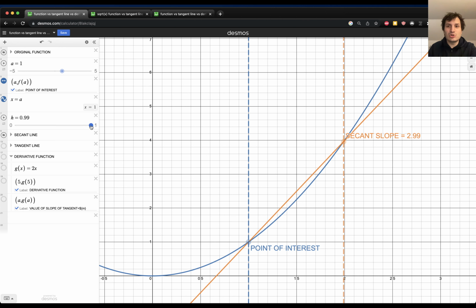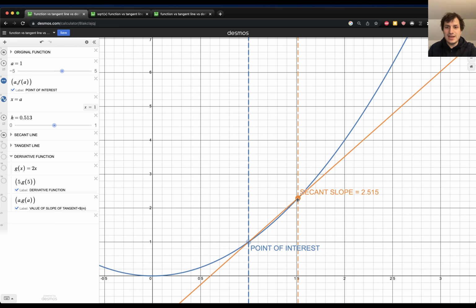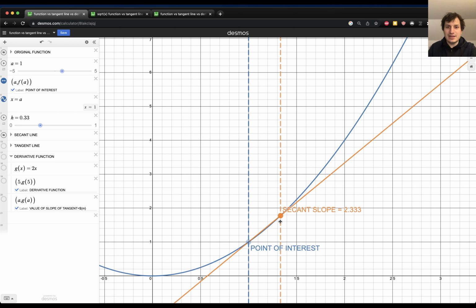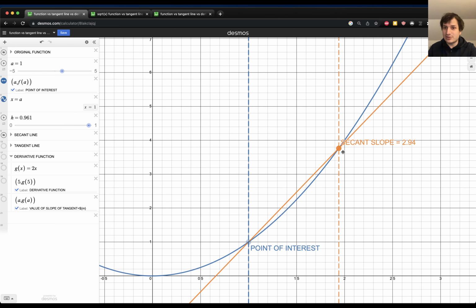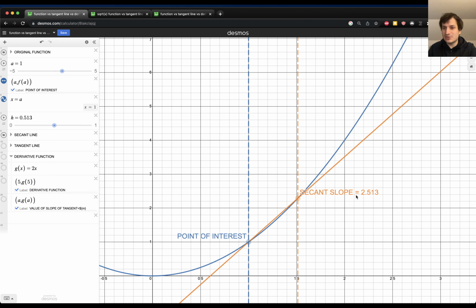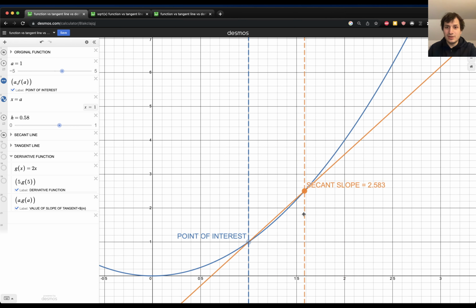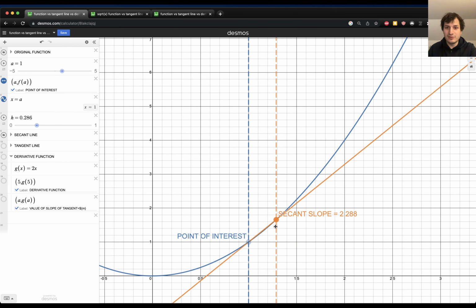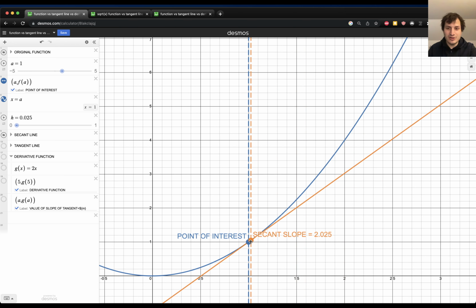But as we shrink down the interval on the secant line, which again you can do by dragging, you can see that the secant line, that orange line, is getting closer and closer to the actual function near the point of interest. And as you do that, Desmos is calculating the slope of the secant line as you go. So as you get closer and closer, the slope of the secant line starts out at 3, goes down to 2.5, 2.2, 2.1, and as you get closer and closer to 0, you shrink that interval down to almost nothing.